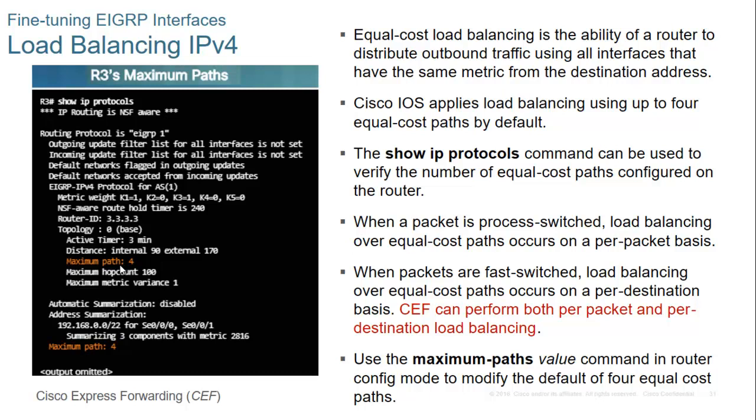When a packet is process switched, load balancing over equal cost paths occurs on a per packet basis. When packets are fast switched, load balancing over equal cost paths occurs on a per destination basis. So Cisco Express Forwarding can perform both per packet and per destination load balancing. If you want to change the maximum value, just use the command maximum-paths and then a value to modify the default of 4 equal cost paths.